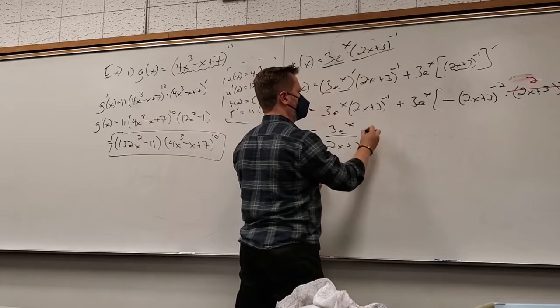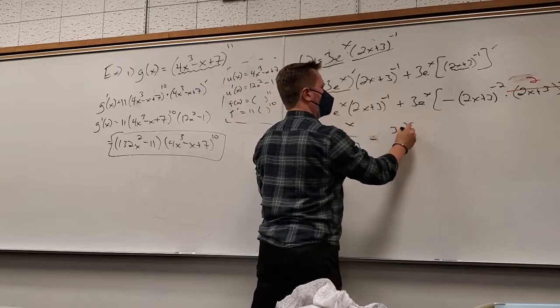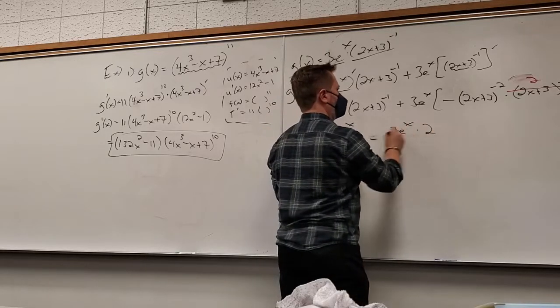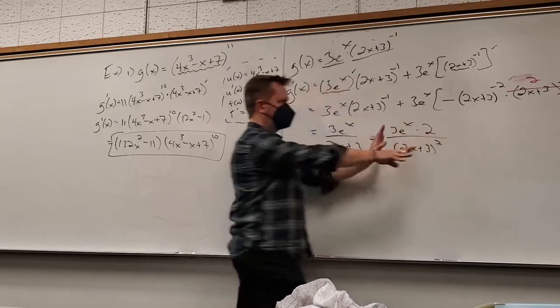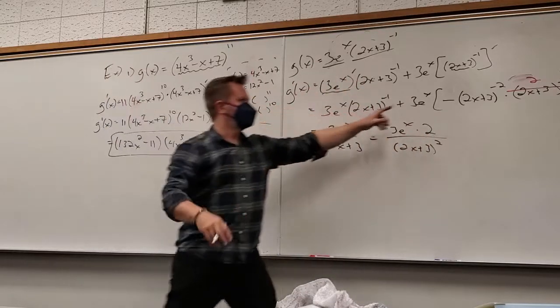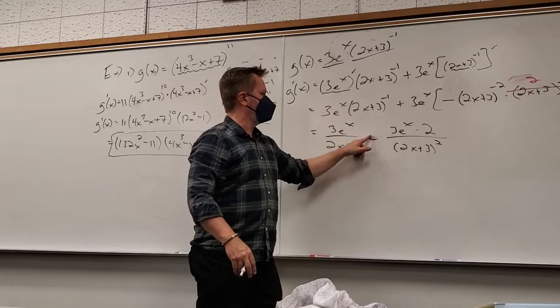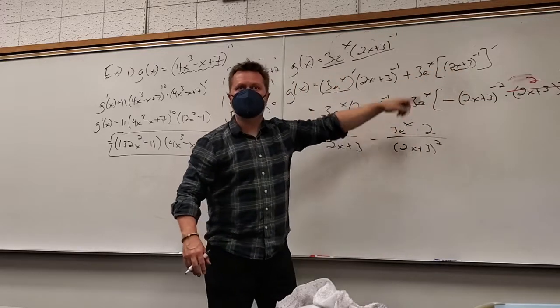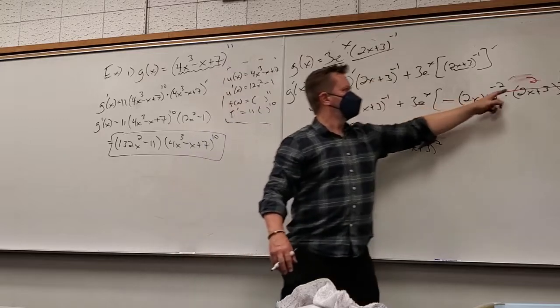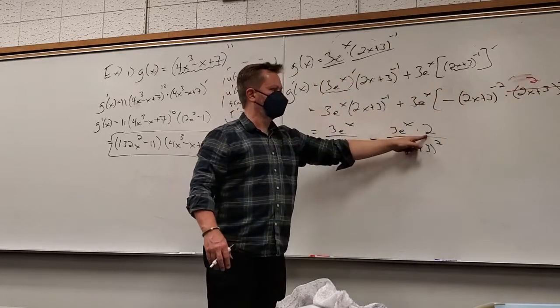Let's see, minus 3e to the x times 2 over (2x plus 3) squared. Do you guys see how I got there? Minus, bam, (2x plus 3) to the negative 2, so those 2 go down. Is that cool? It's a negative power, so it goes down. That 2 I brought out here.